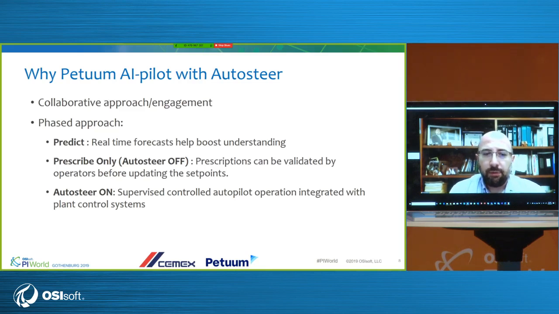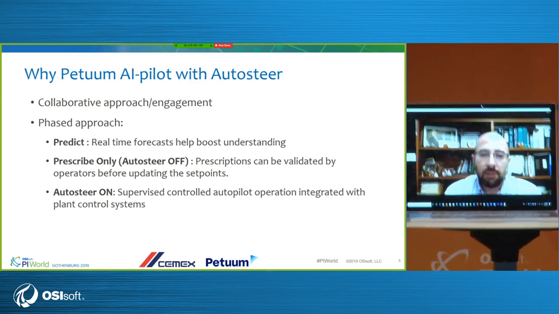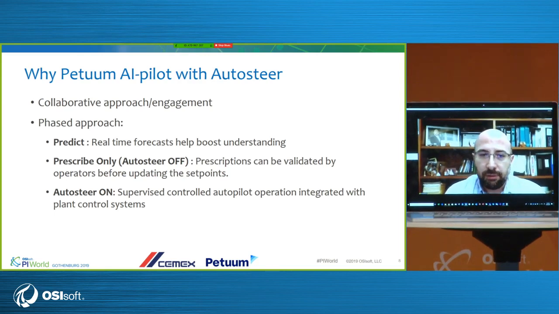Because we had the opportunity to start in a collaborative approach and engagement. We wanted to test the technology, if it was possible to use artificial intelligence to bring the benefits that we were thinking of, or that we were reading everywhere that the technology could bring. And also, Petuum had the ability already in their organization, but they were not big in the process industries. So this was like a match made in heaven, and we had the opportunity to work together, both learning from each other. And we decided to go through a phased approach.